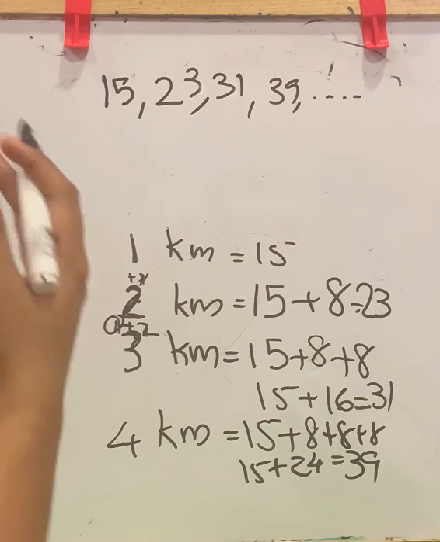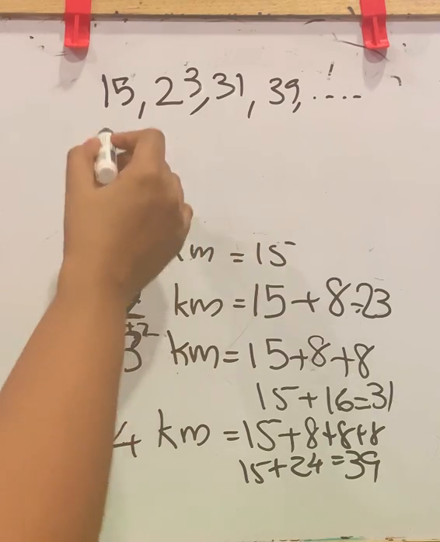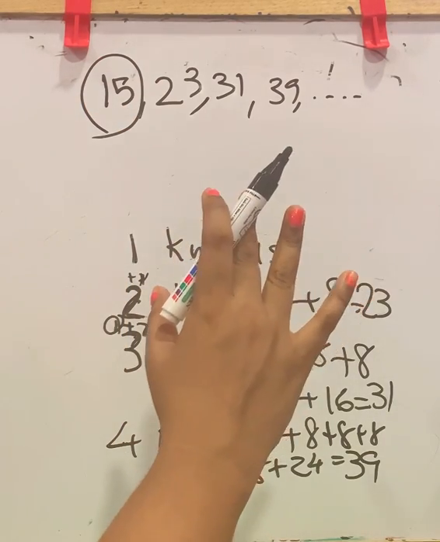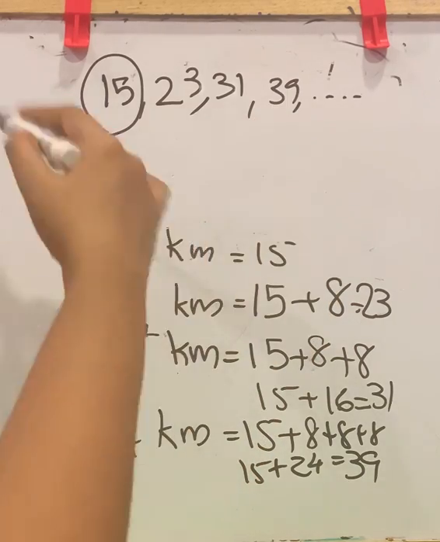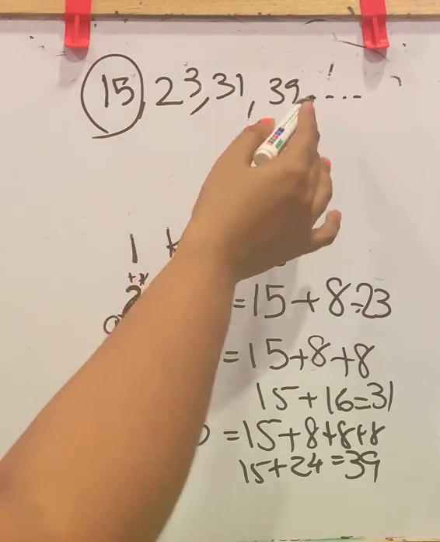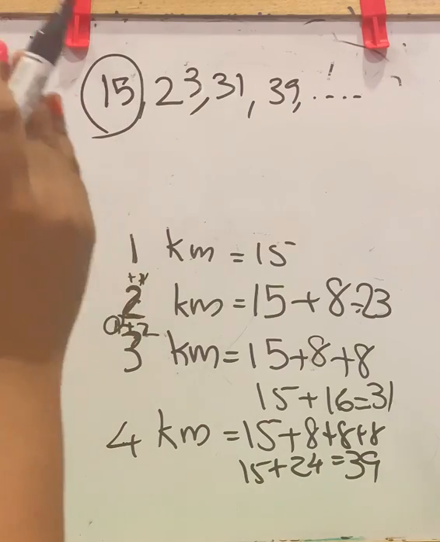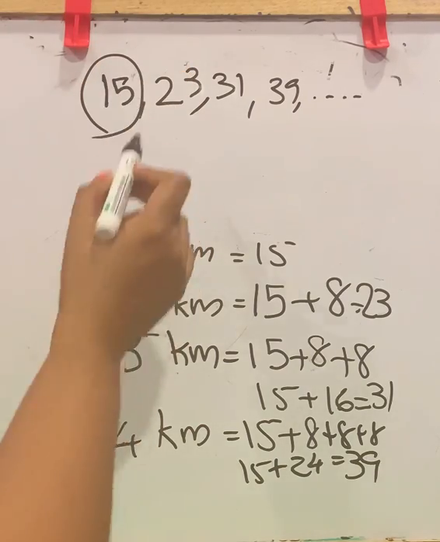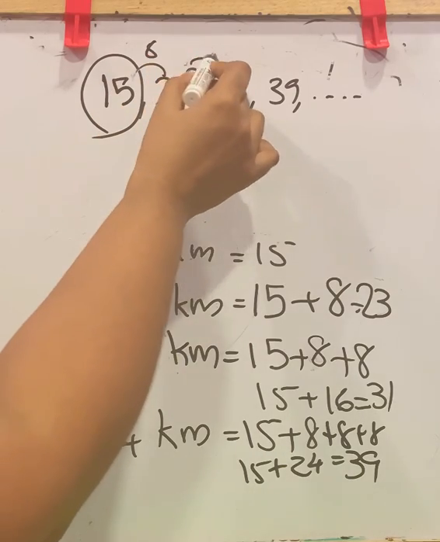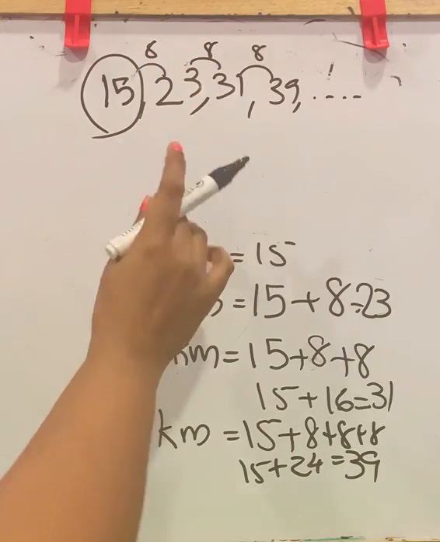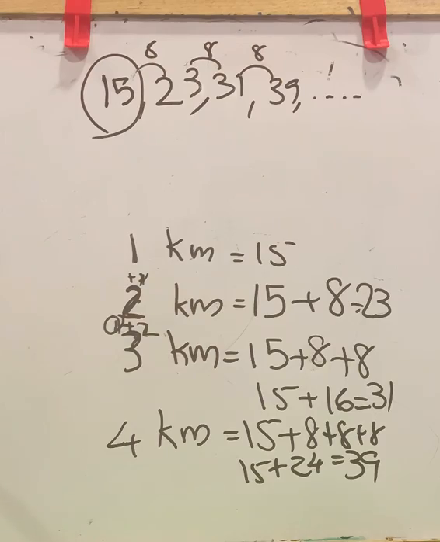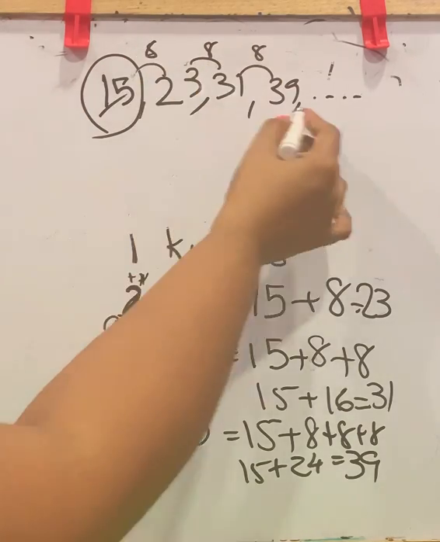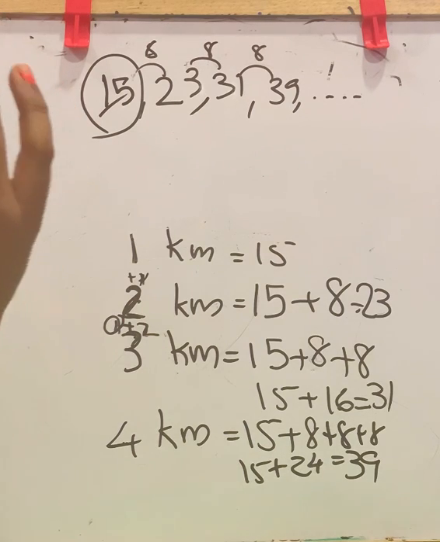We can start an AP with any number. This is not an issue. We can start from any number in an AP. But after that, each number's difference must be same. That is, we have a common difference. Here, what is the common difference? 8. So, this is an AP. We have a first term, we have a common difference and it is continuing. So, this is an AP.